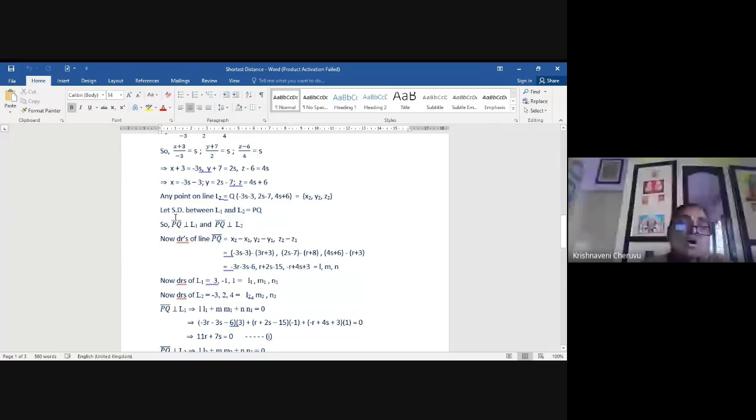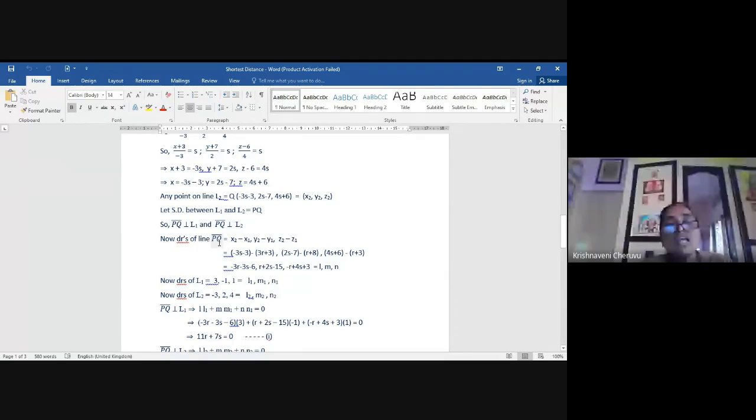So now I took, let the shortest distance between the lines L1 and L2 be PQ. So if at all PQ is the shortest distance, the line PQ must be perpendicular to L1 and the line PQ is perpendicular to L2. See, whenever it is distance, I'm putting only PQ, girls. Whenever I'm writing the line PQ, I'm putting a bar over it. So once you say that PQ is the shortest distance between the lines L1 and L2, the line of shortest distance, namely PQ, must be perpendicular to both the lines L1 and L2. So here I'm using the condition for perpendicularity. So for that we need the DRs of line PQ.